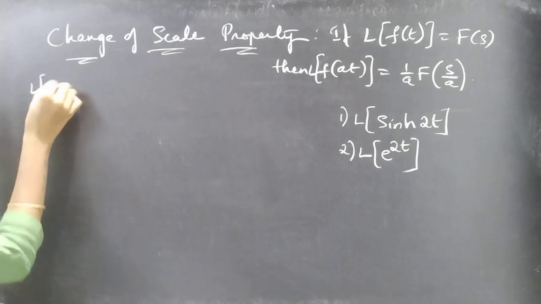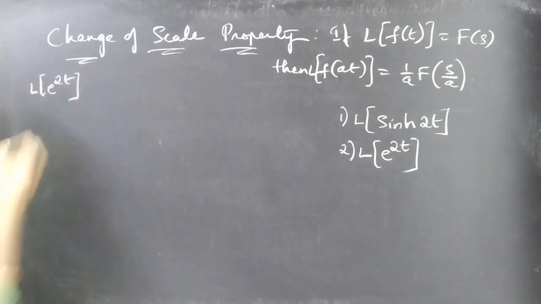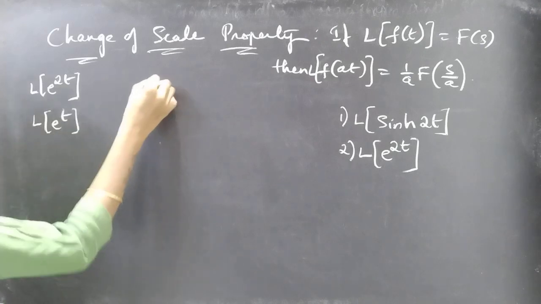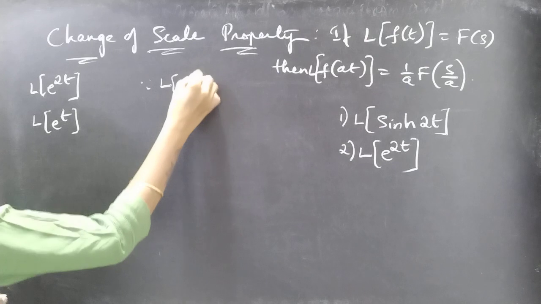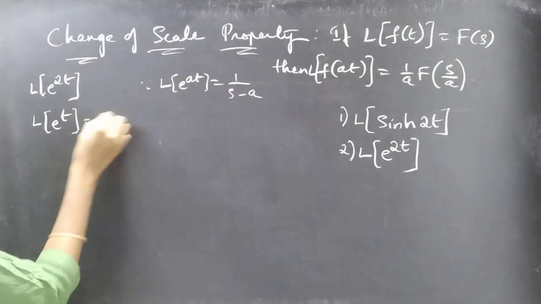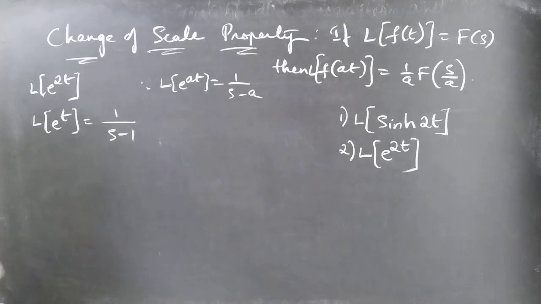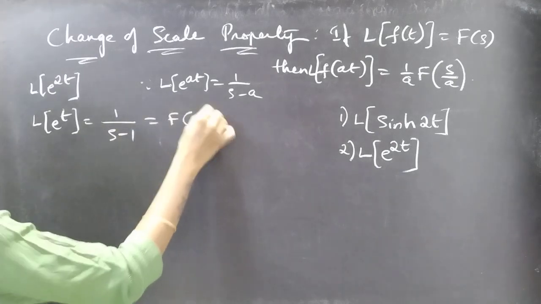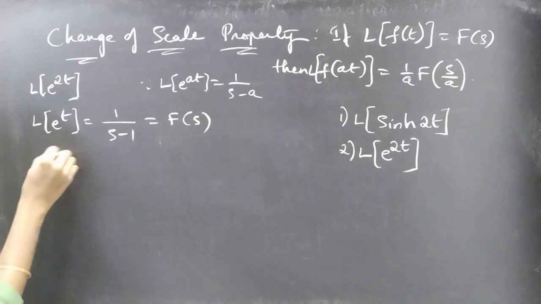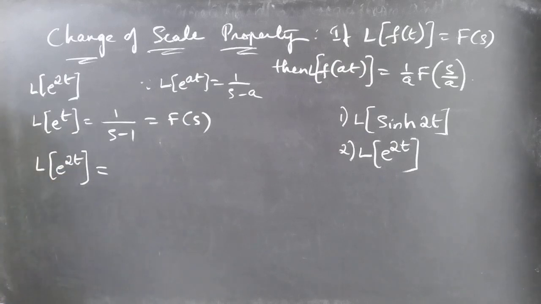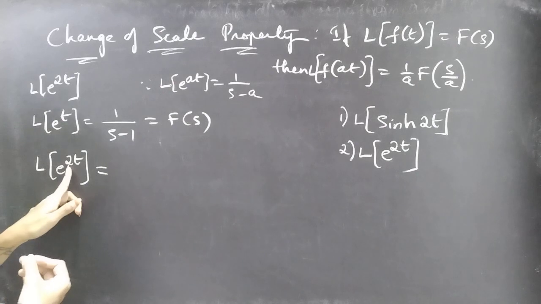Now coming to the second example. Find Laplace transform of e power 2t using change of scale property. Firstly, we'll find L of e power t. Since we know that L of e power at equal to 1 by s minus a, right? So this gives us 1 by s minus 1, okay, which is our f of s. Let's now find L of e power 2t. Right? Here our a is 2.